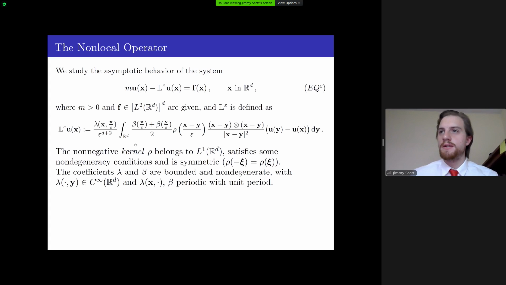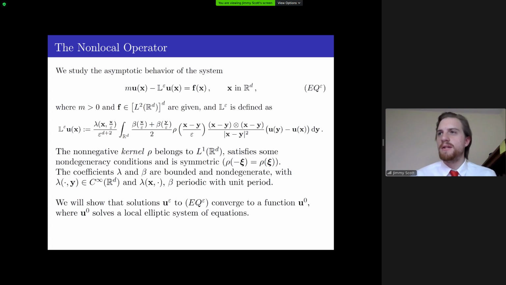So the thing is still posed on all of R^d, but again, if rho is compactly supported, this is equivalent to a vanishing horizon. And so if you'll notice, we're considering the horizon vanishing on the same length scale as the heterogeneity. So we're considering two different regimes that are coupled together here.